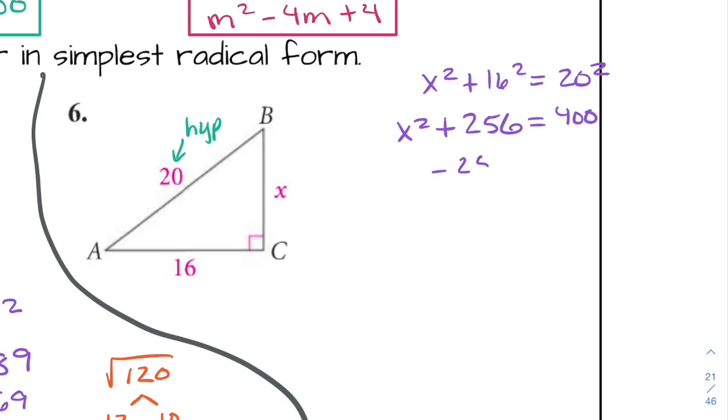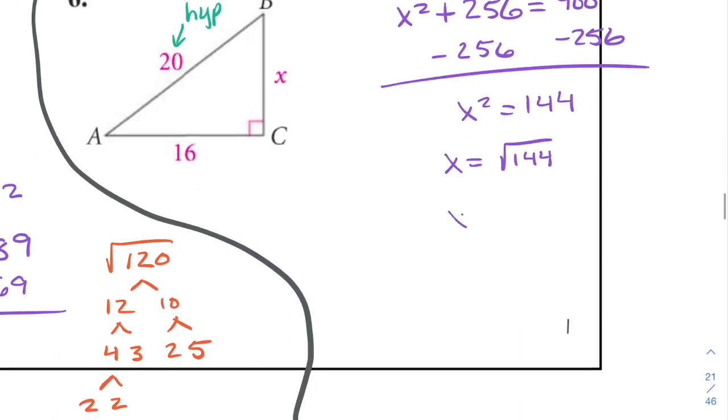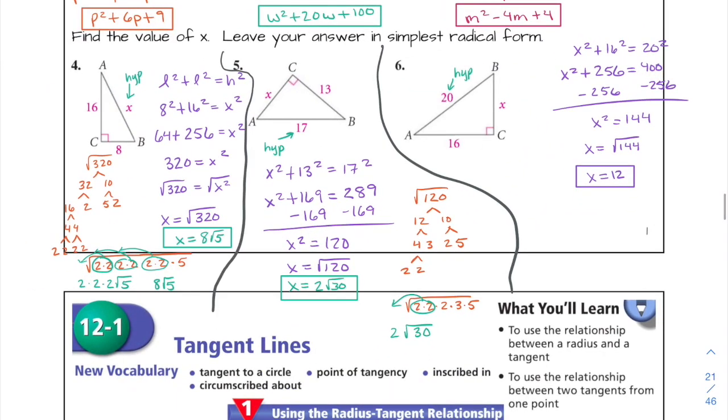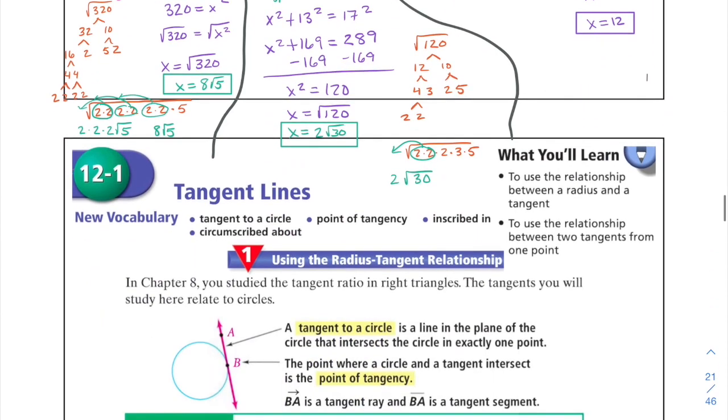So take away 256 from both sides. X squared equals 144, and so x equals the square root of 144. So x equals 12. That one was much more simple than the others. Not much that we had to simplify. All right. So these basic skills will come in handy, and we'll show you where that's going to happen.